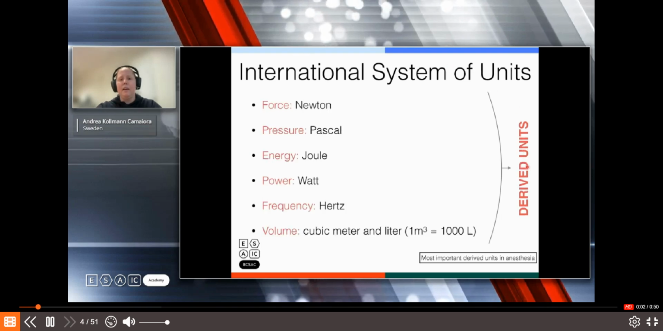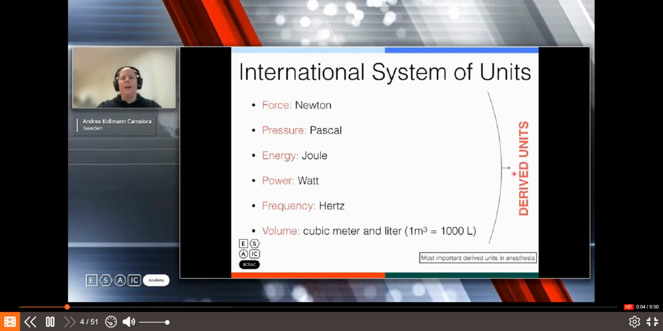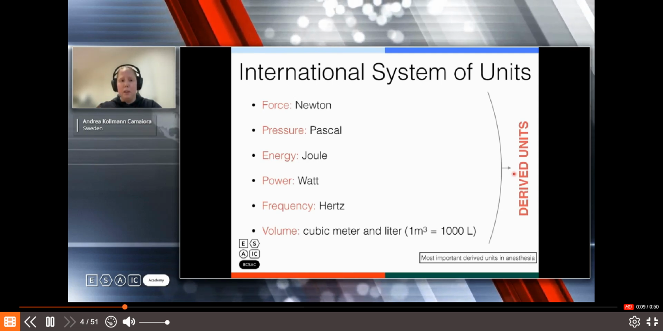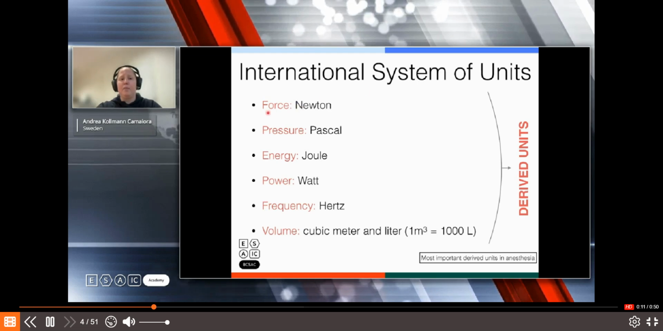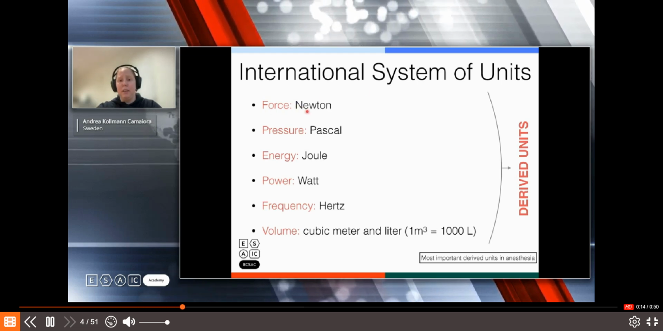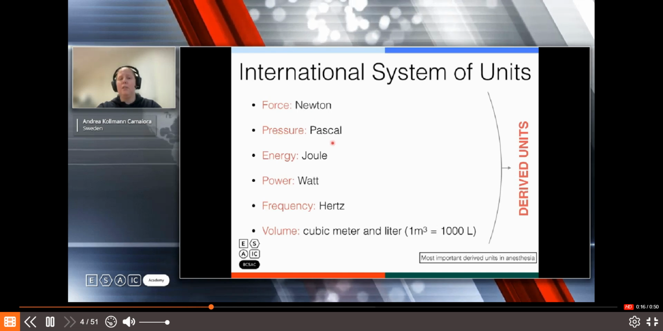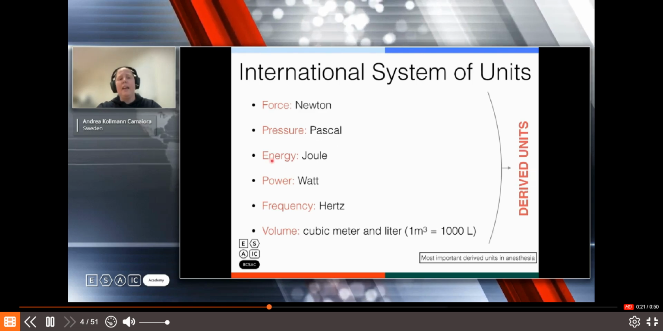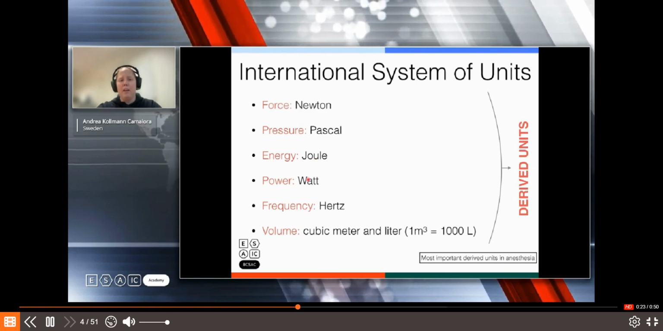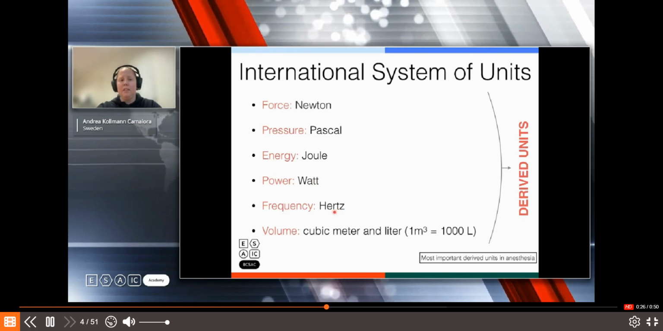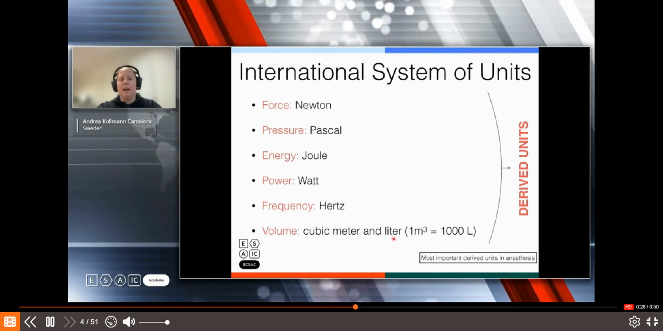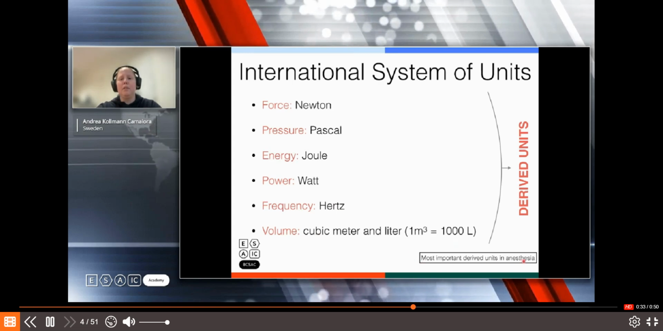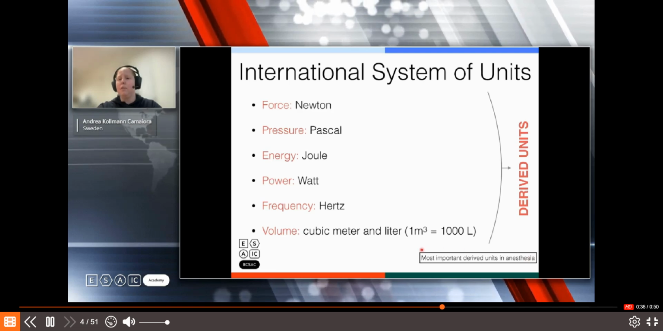Then, in the derived units, there are many, but the ones that are most useful to our knowledge are force, usually measured in newtons, pressure, usually measured in pascals, that we'll see in a moment is not only Pascal, energy measured in joules, power in watts, frequency in hertz, and volume is the cubic meter and liter. And this is important for the gas laws. These are the most important derived units in the field of anesthesia. But of course, there are many more.